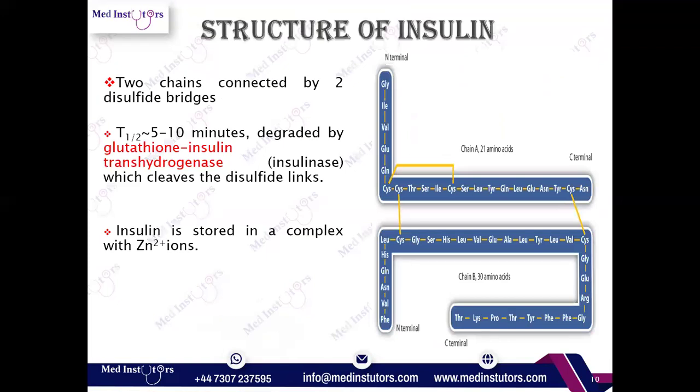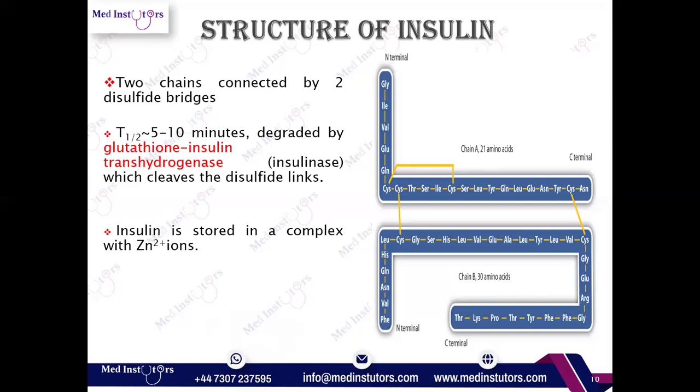Okay, you can see the yellow lines connecting the A chain and B chain. There are two disulfide bridges. After insulin acts, if it is taken inside the cell for destruction, it is with the help of an enzyme called insulinase, which is a glutathione insulin transhydrogenase enzyme. The half-life of insulin is considered to be 5 to 10 minutes, and it is degraded by insulinase, which cleaves the disulfide bond.